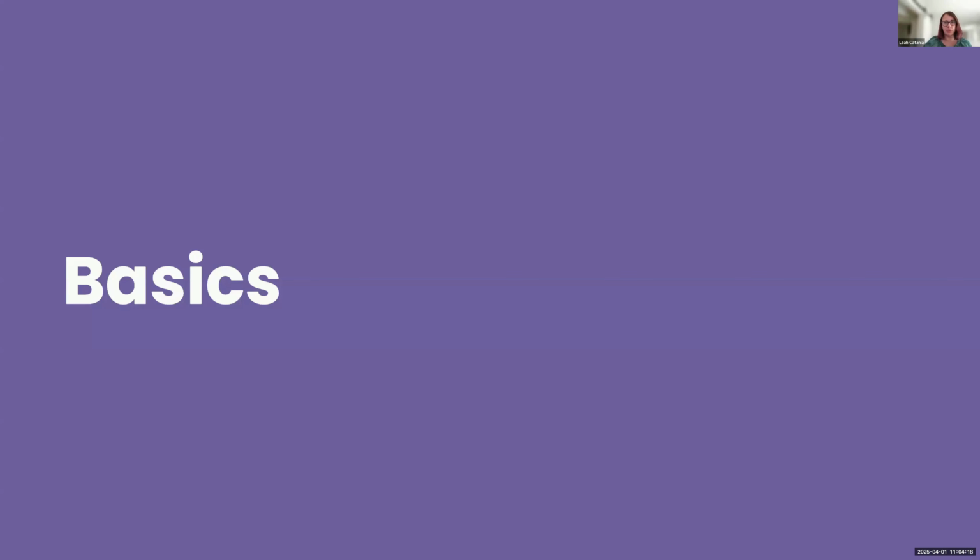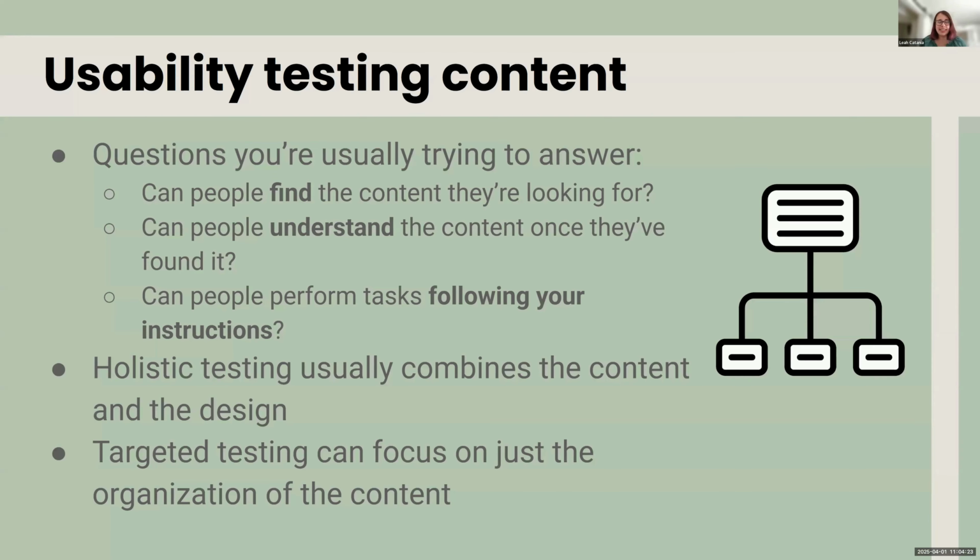So first, the basics, just to make sure that everyone is on the same page. Usability testing your content can seem really daunting at first. There's not usually specific tasks that users are actually going to be doing inside of your content. But with really any type of content, there are usually a few key questions that you should know how to answer. Can people actually find the content that they're looking for? Can people understand the content once they've found it? And can people perform tasks following your instructions?